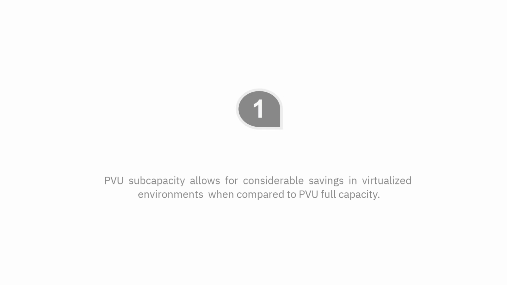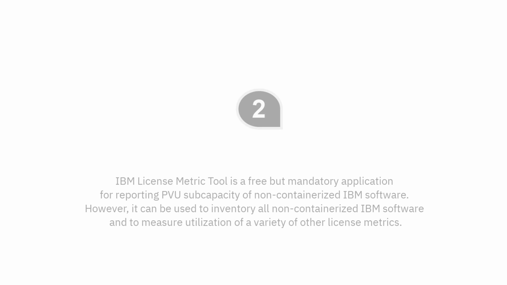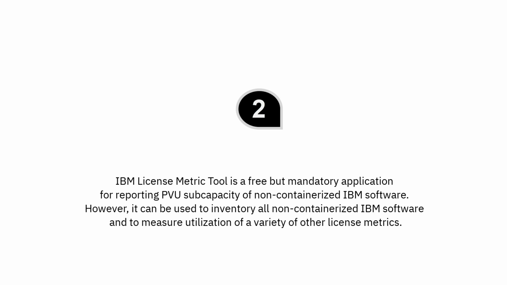Here's the takeaway. 1. PVU subcapacity allows for considerable savings in virtualized environments when compared to PVU full capacity. 2. IBM License Metric Tool is a free but mandatory application for reporting PVU subcapacity of non-containerized IBM software. However, it can be used to inventory all non-containerized IBM software and to measure utilization of a variety of other license metrics.